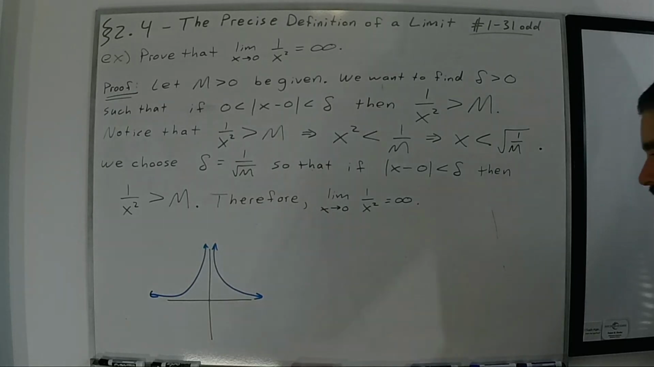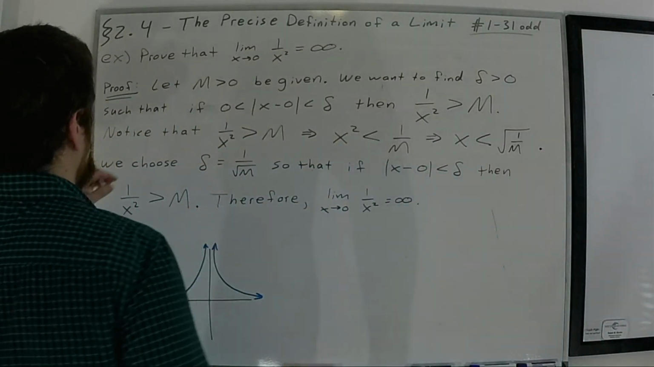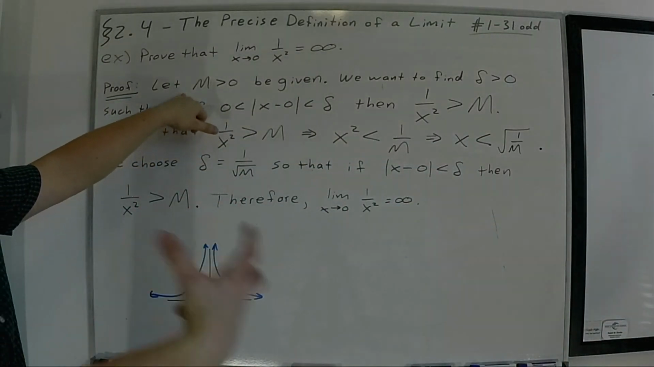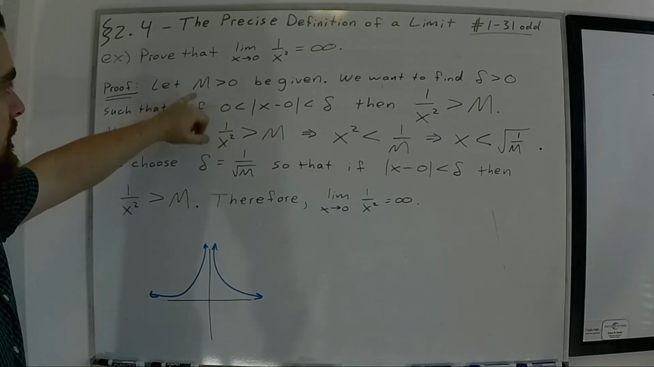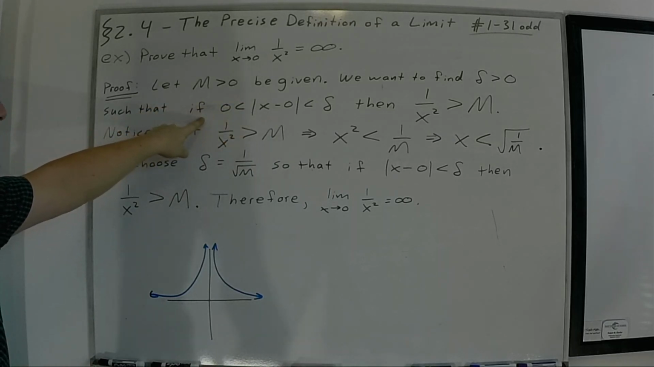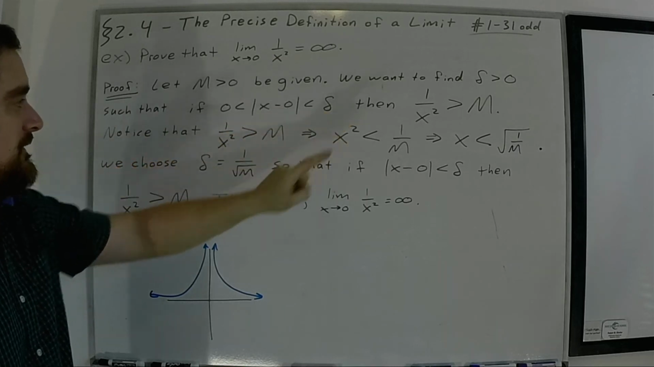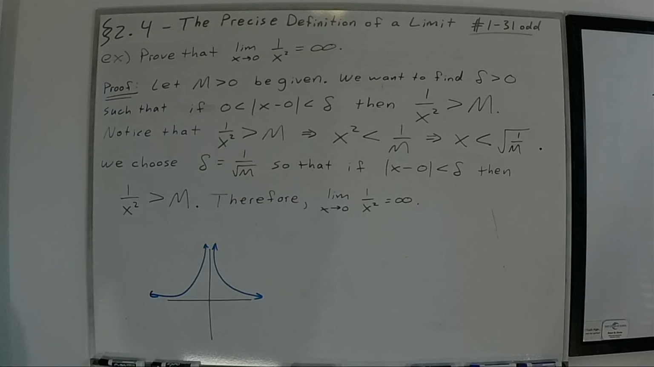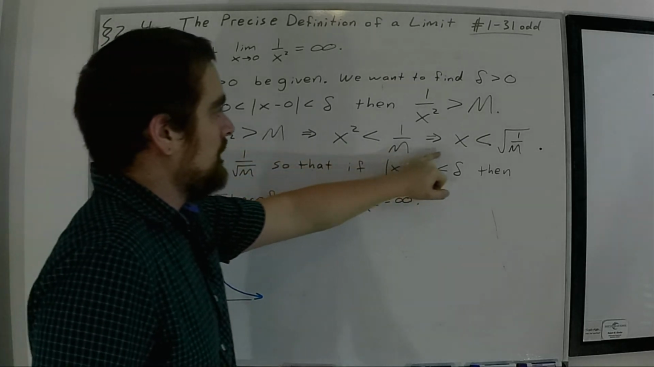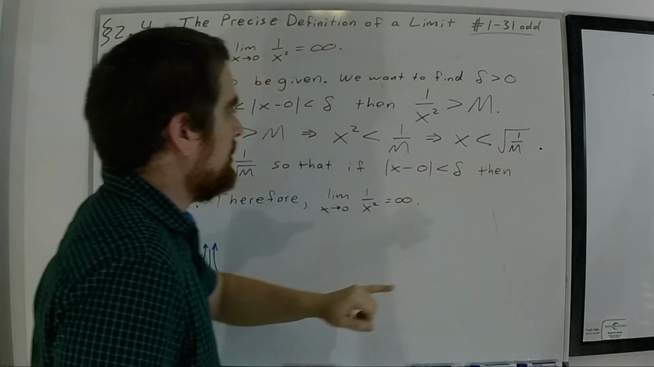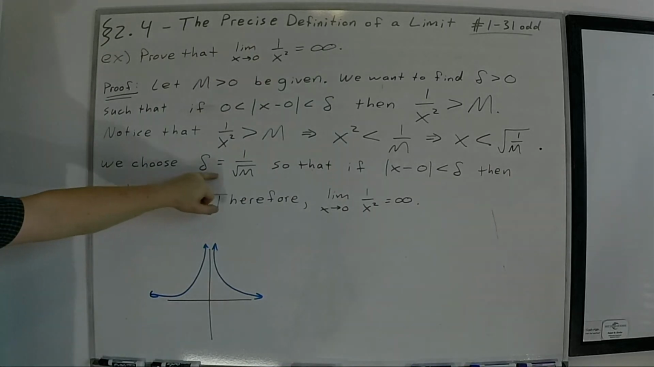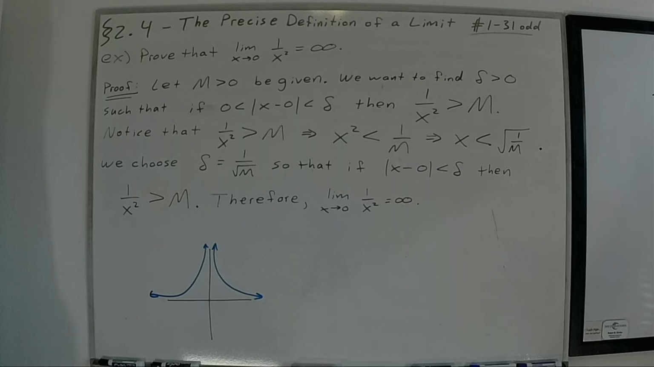So again, just to brush back over it, given this very large quantity, capital M, our job is to find a delta so that if the absolute value of x minus 0 is less than delta, then this function 1 over x squared stays above this very large value, capital M. And then we basically want to play around with it till we find a delta that gets the job done. All right, we'll let delta equal 1 over the square root of M.